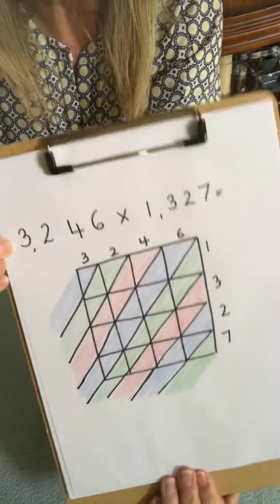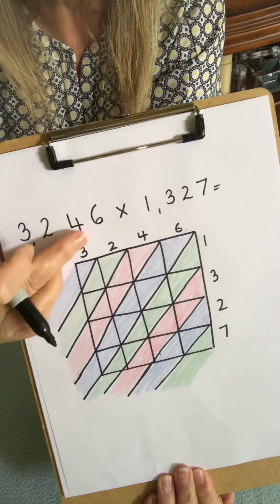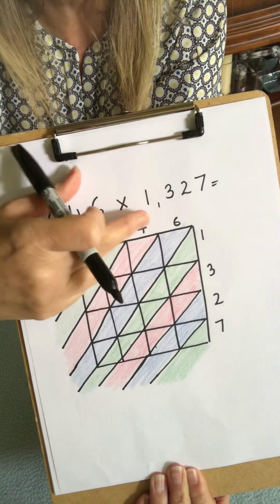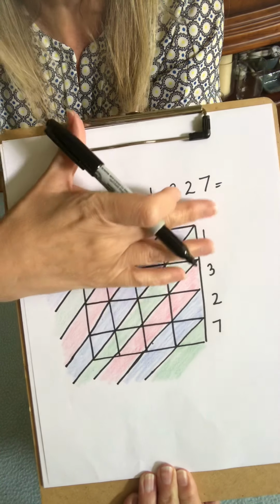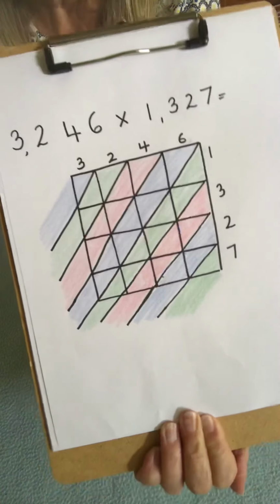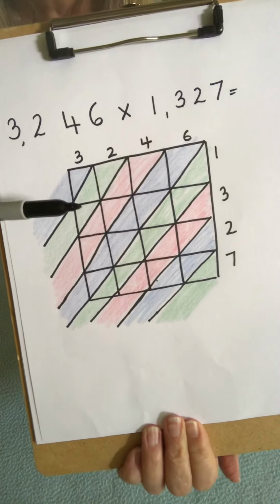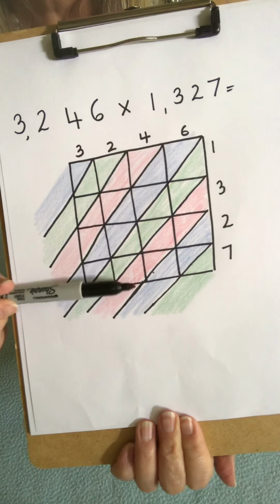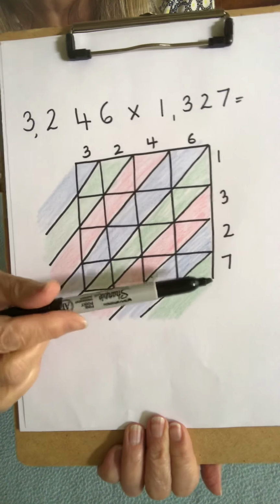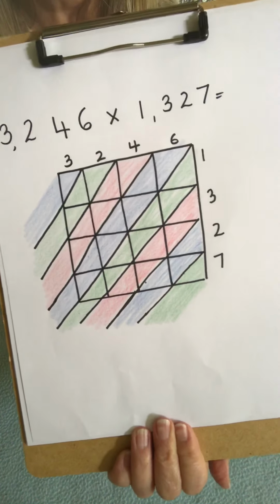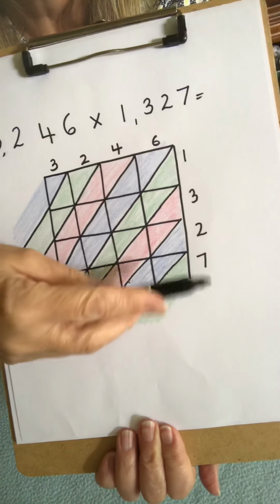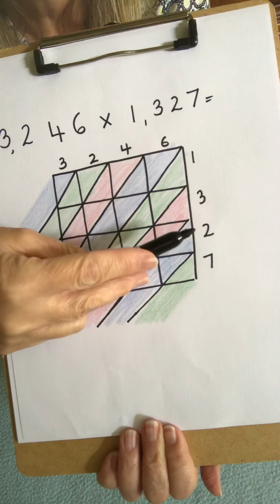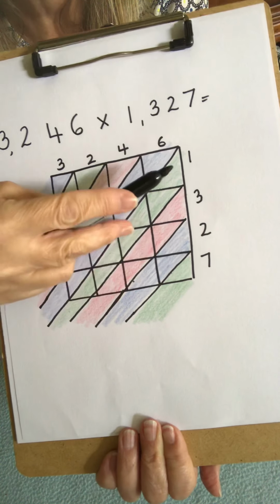So just as before, we're going to look at our number, 3,246 multiplied by 1,327. 4 digits multiplied by 4 digits, that's 16 digits. So I've made a square with 4, 8, 12, 16 squares in it. I've gone ahead and I have drawn my diagonal lines and extended them past the edge of the square.